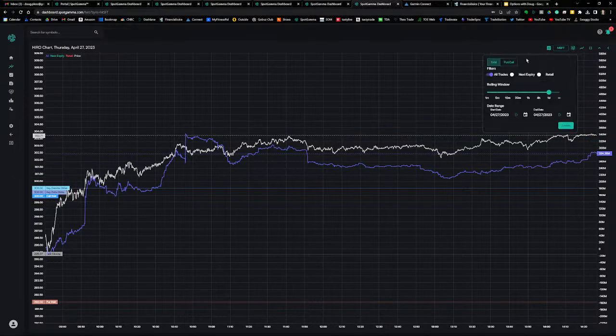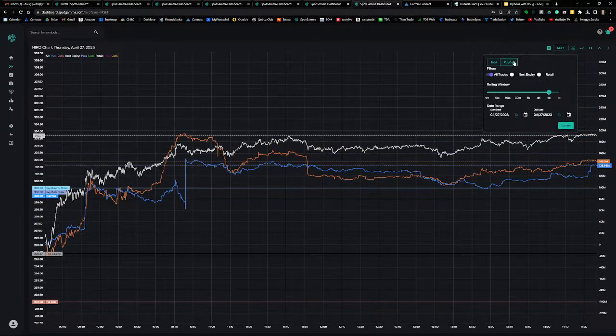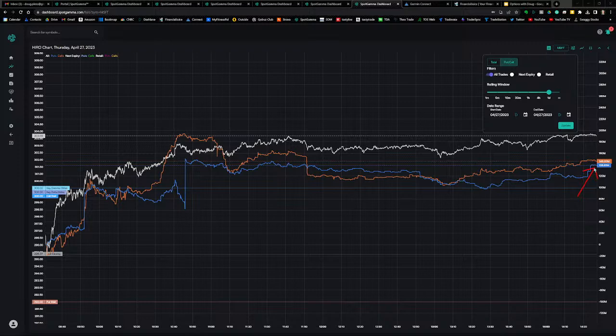And let's take a look. So traders were both buying calls and selling puts. Both the orange line and the blue line are showing positive notional values, and pretty close to equivalent. Orange 146 million, blue 138 million.